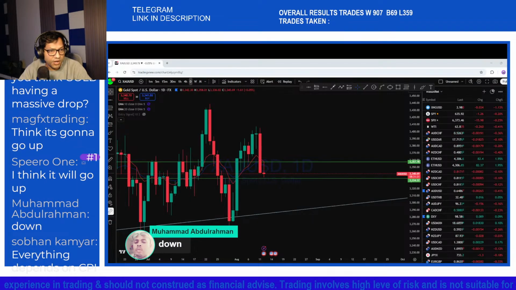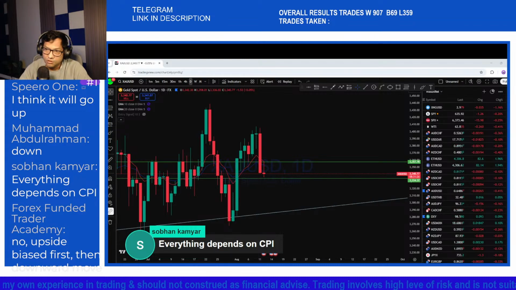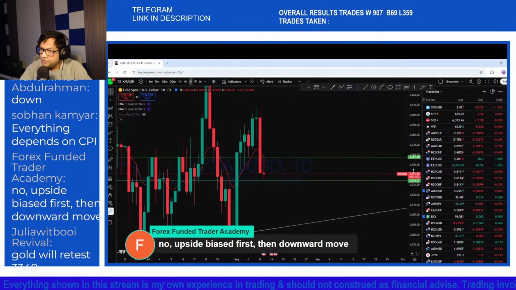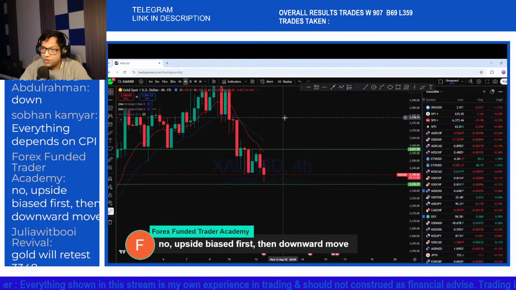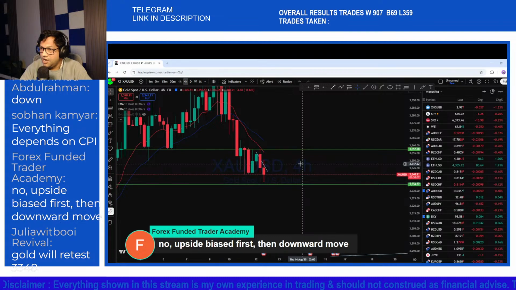I think going up. Okay, then everything depends on CPI. Very good. It's a middle edge. On the upside, bearish first, then a downward move. Okay, so for Expanded Academy, upside first, then going down. Okay, Juliet says gold will retest 3348. Why 3348? It is the 4-hour level. So this is the high here.